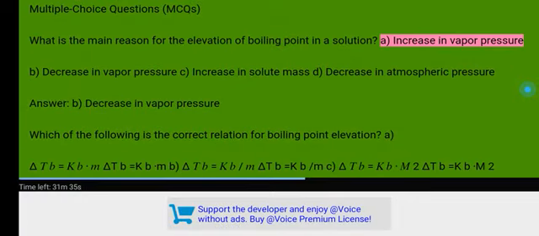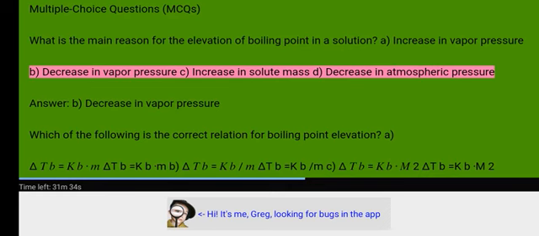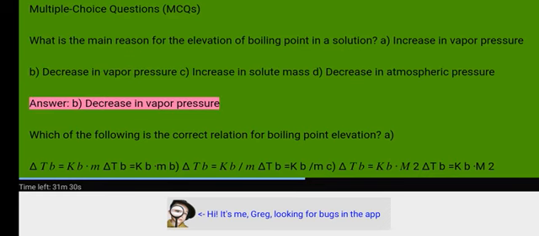Questions, MCQs. What is the main reason for the elevation of boiling point in a solution? A. Increase in vapor pressure. B. Decrease in vapor pressure. C. Increase in solute mass. D. Decrease in atmospheric pressure. Answer: B. Decrease in vapor pressure.